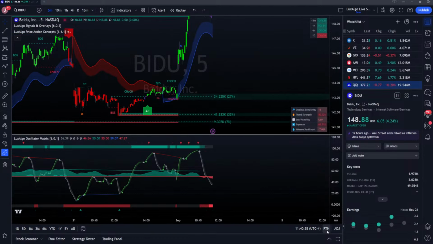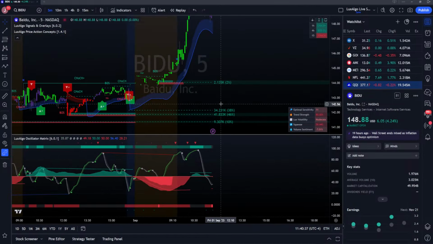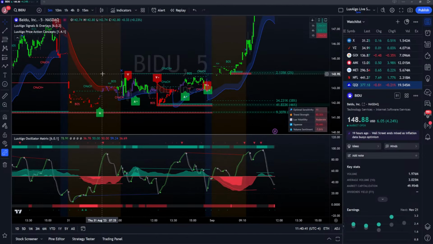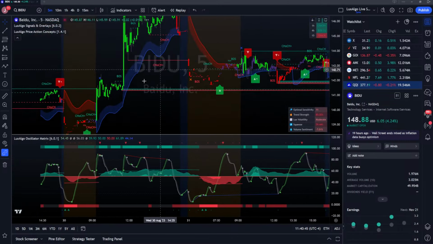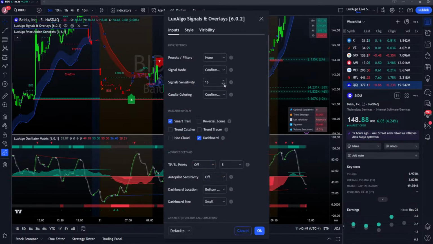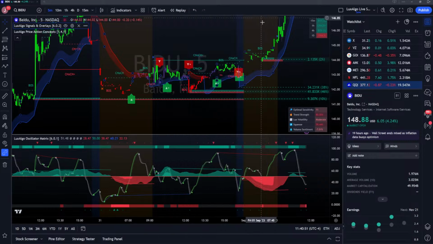So depending on what you trade, obviously, if you like looking at extended hours, you're going to get a little bit different calculation because it's extra data. The more data you have, the better off your calculation is going to be. Like this optimal sensitivity is 11 on this.